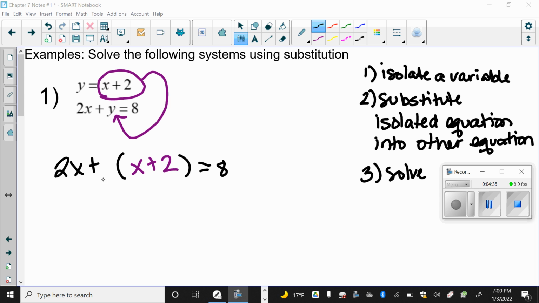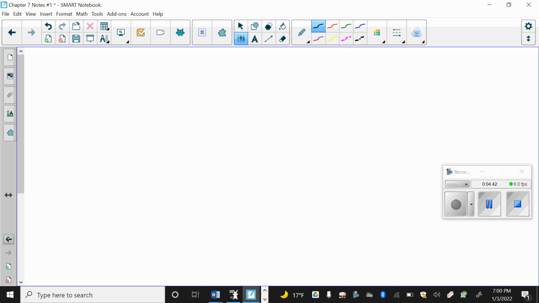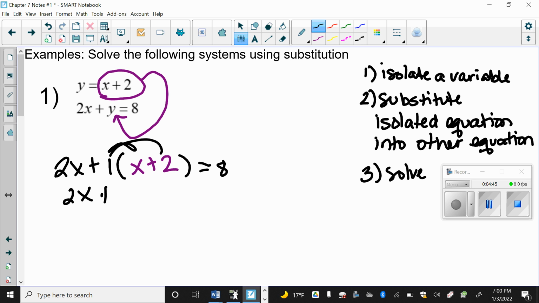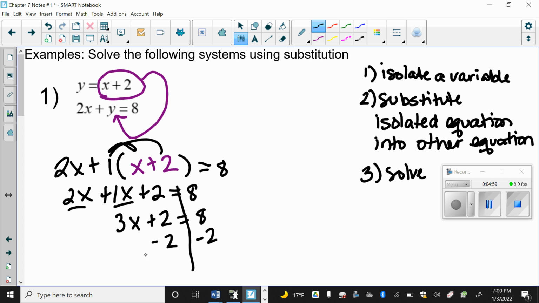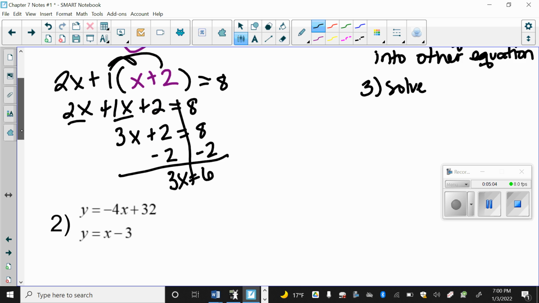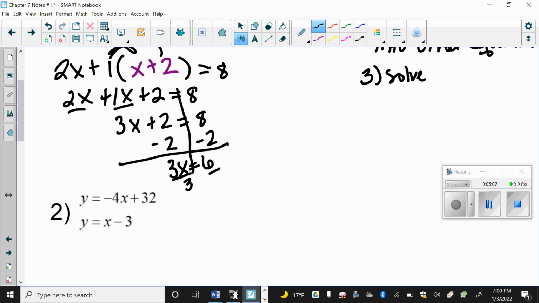So I have a 1 here. If I distribute that 1 in, that gives us 2x plus 1x plus 2 equals 8. Combine my like terms, 1x plus 2x is 3x, plus 2 equals 8. Subtract 2 on both sides. 3x equals 6, and divide both sides by 3, we get x equals 2.